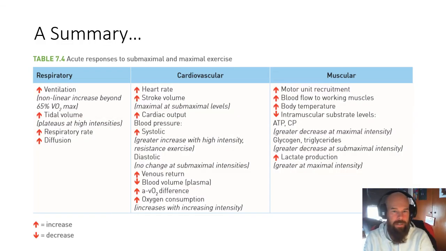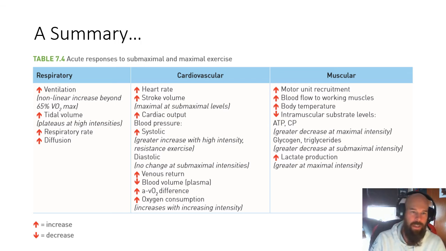Finally, this is just a summary, so tying it all together. So the acute responses to submaximal and maximal exercises. Again, this is taken from your textbook and it's found on page 157 down the bottom of the page. But you can see all the responses. You have increased heart rate, increased stroke volume, cardiac output, so on and so forth. Just have a bit of a read of all of those and make notes as you need to.